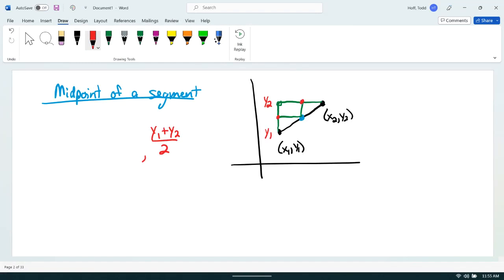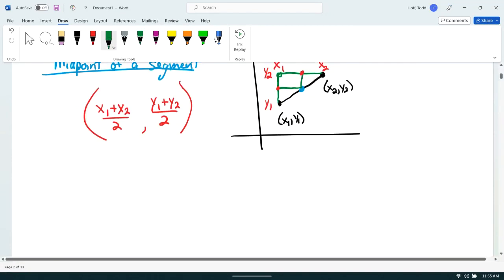And then the run, this point would be halfway between x1 and x2. Between those, again, it's an average. We add them together, x1 plus x2 divided by 2. So for the coordinate of the midpoint, there's actually a separate formula for each coordinate. One formula combines the x coordinates to get the x coordinate of the midpoint, and the other formula combines the y coordinates to get the y coordinate of the midpoint.